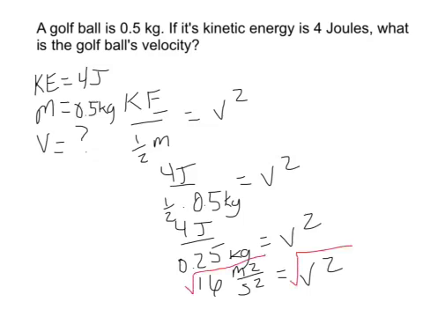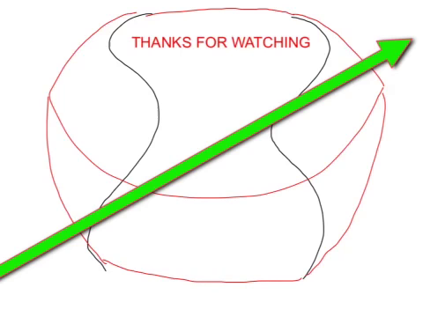And, whoa, what is this? A problem that actually has an answer that is a whole number? Yep, the square root of 16 is 4. So the answer would be velocity equals 4 meters per second. So, thank you guys for watching. Now we know how to find velocity in the problem KE equals 1/2 mv squared.